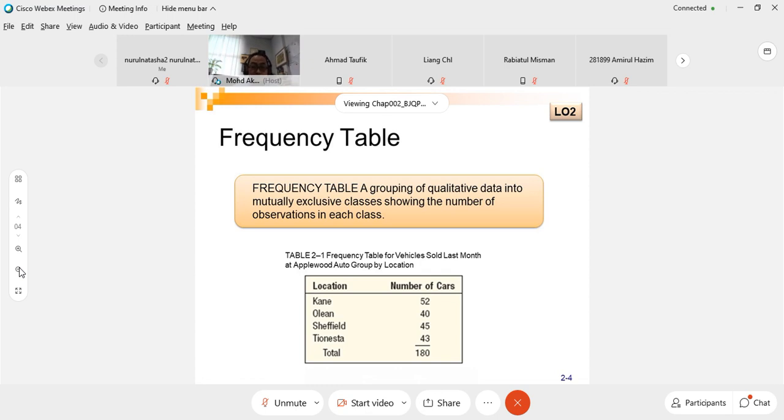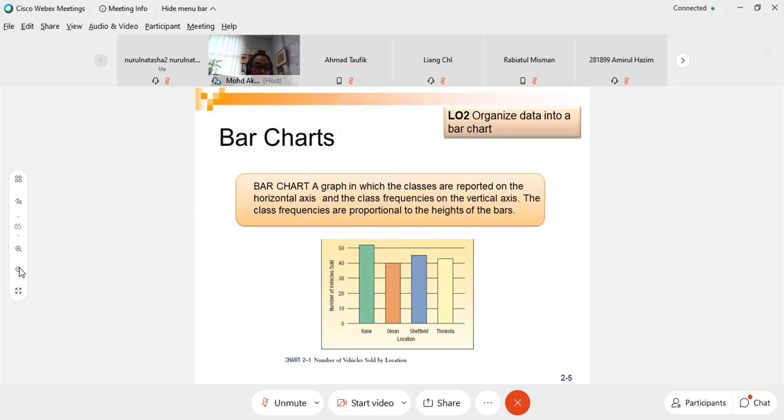Okay, the next slide is bar chart. So what is bar chart? So kita minta Yuni Zaratika, boleh baca definition bar chart? Boleh. Silakan.